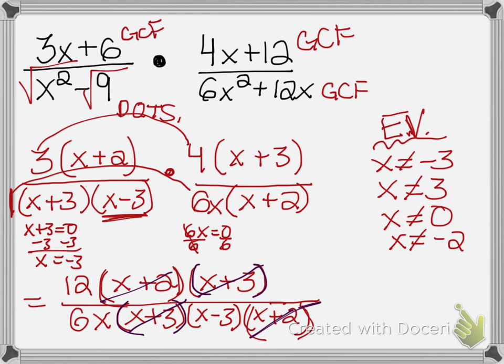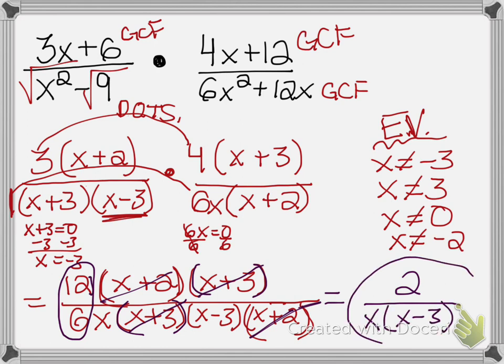However, with the coefficients, 12 divided by 6 equals 2. And I'll write that in the numerator. I have nothing else left in my numerator, so 2 is just going to be up there. In my denominator, I have an x and an x minus 3 left. And that's it.